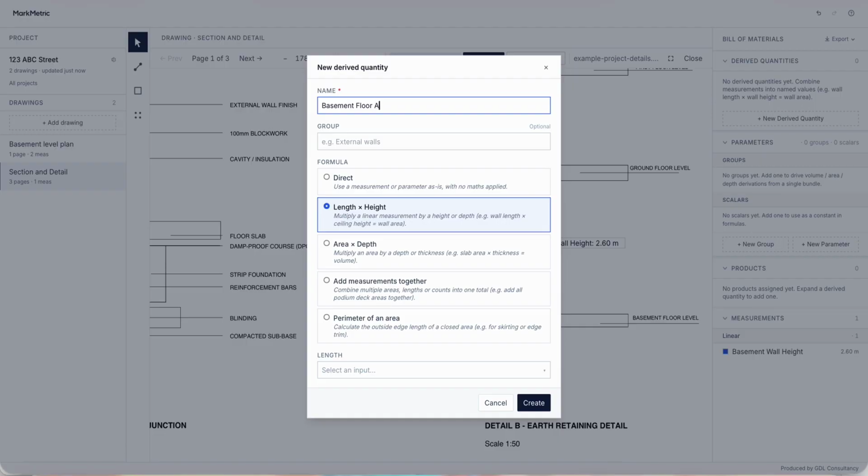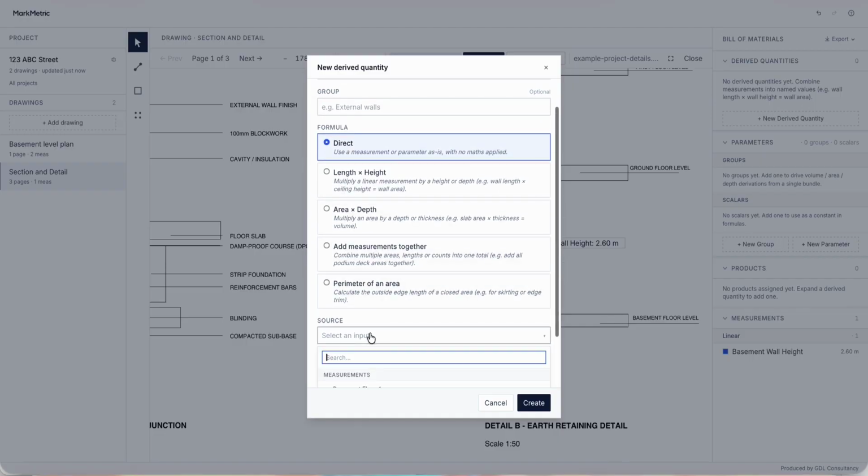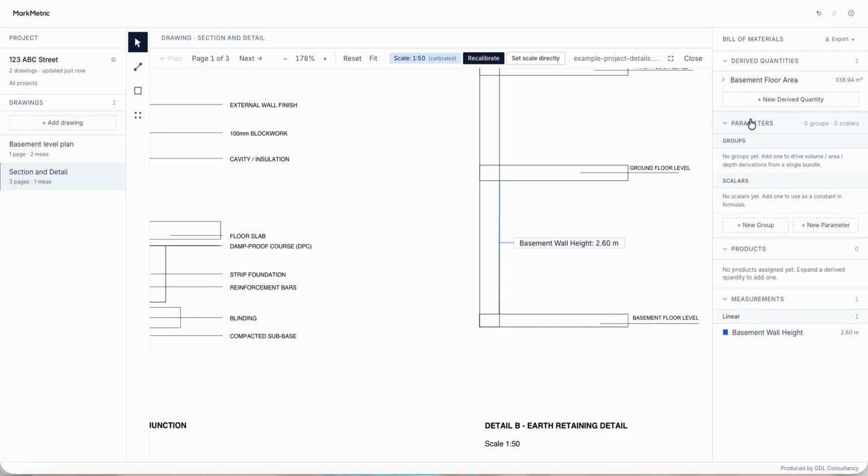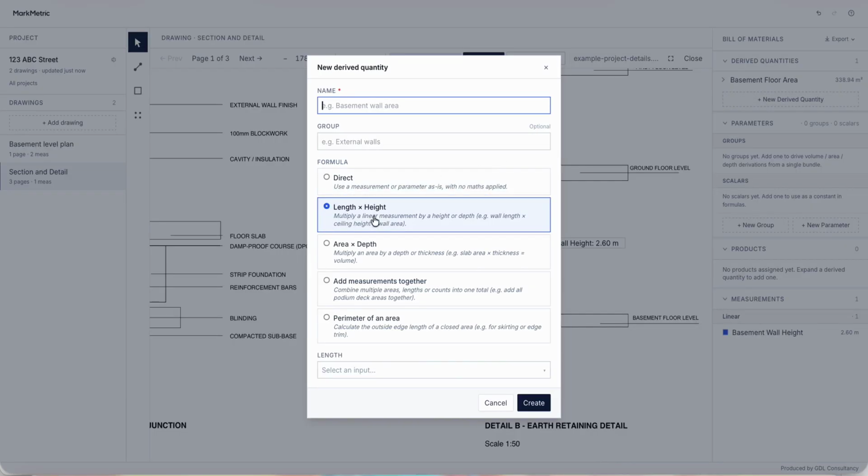Now reference what you measured across both drawings. Take the wall length, multiply it by the wall height, and that's your wall area. Add the floor areas for the total. You never remeasure and never retype.